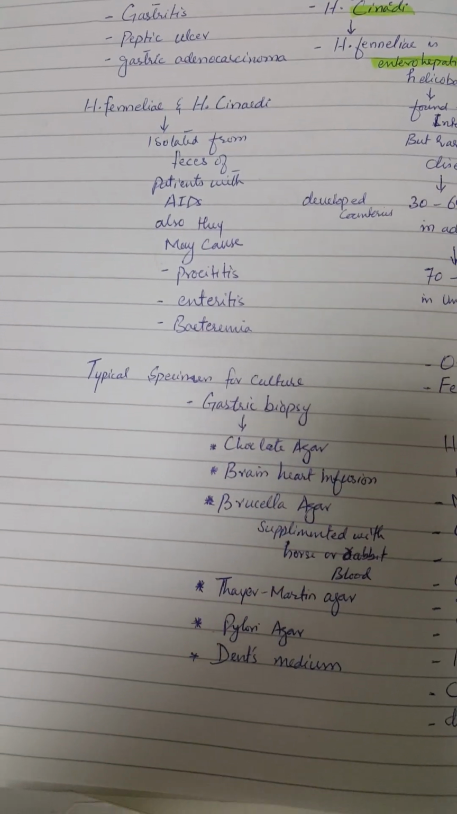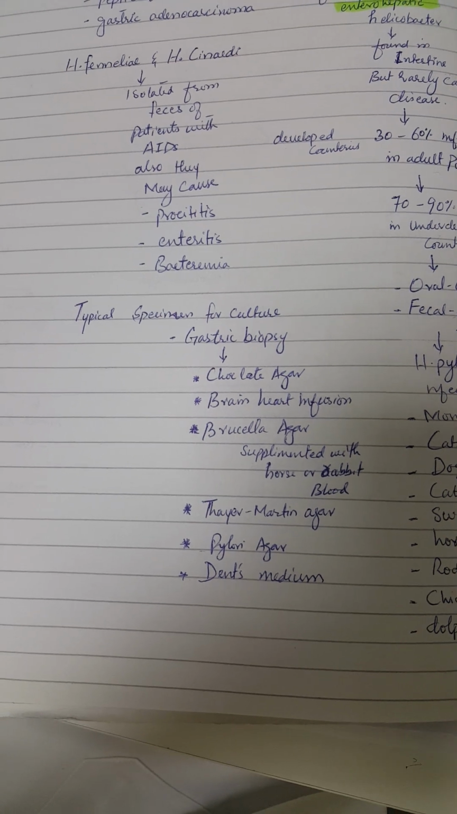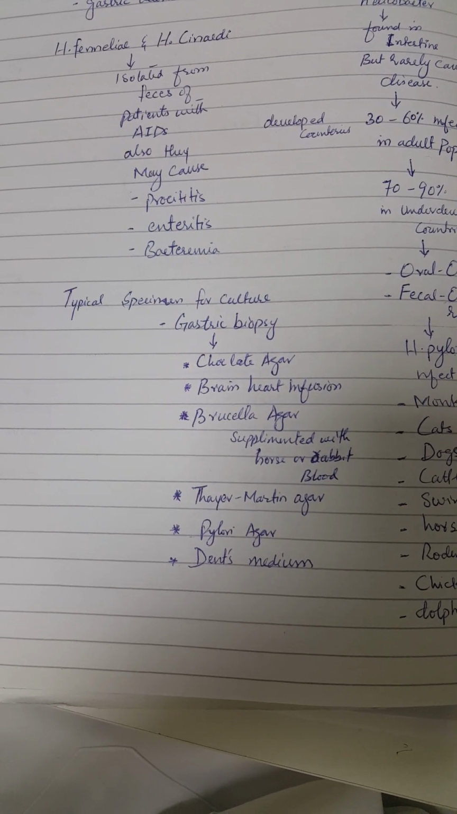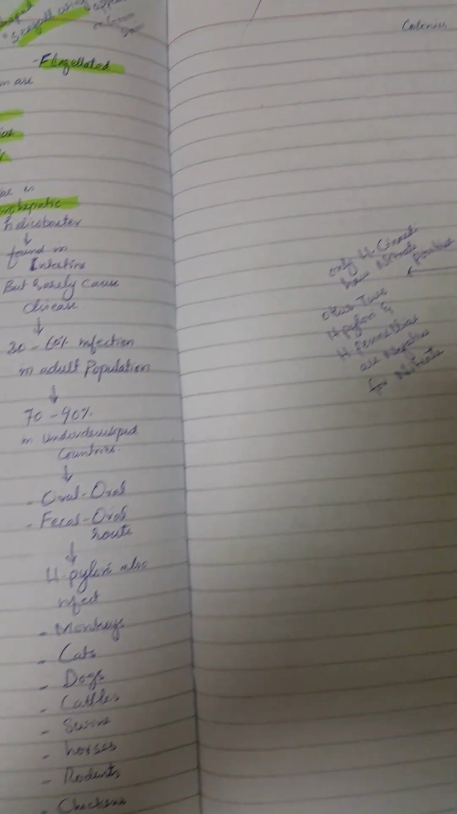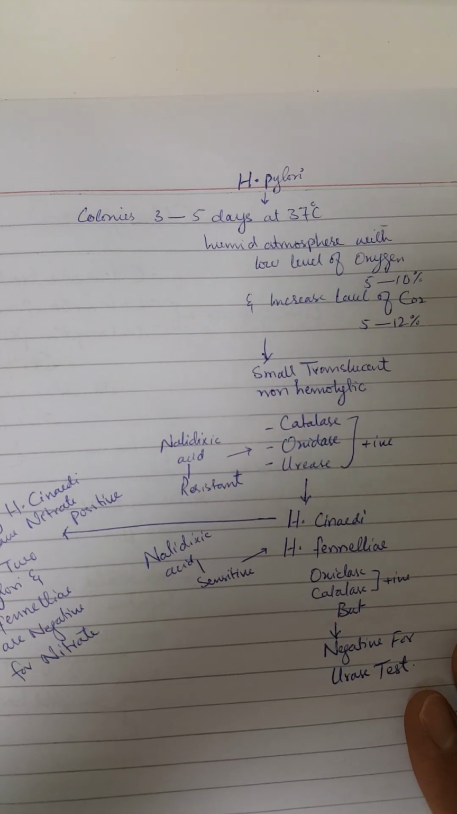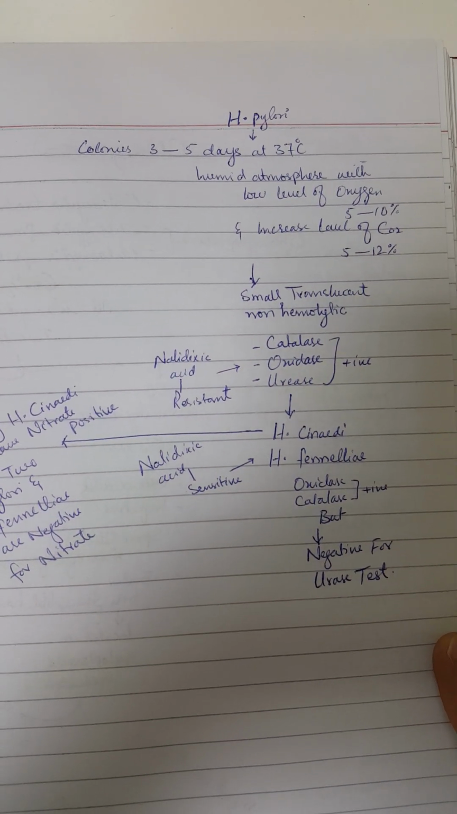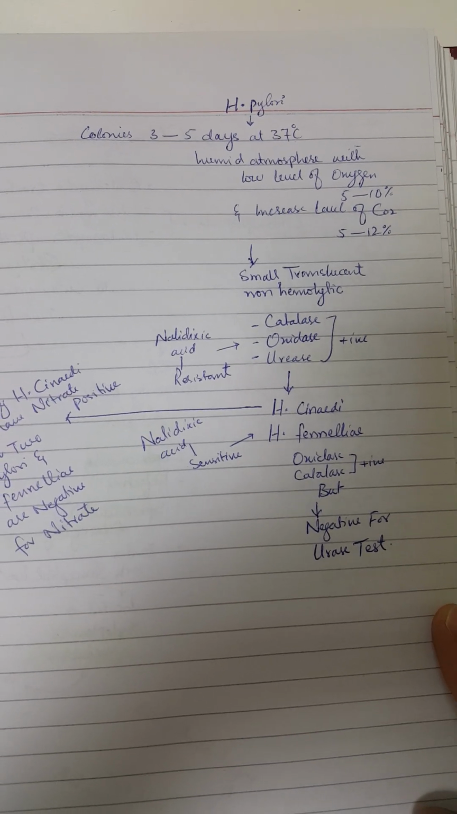The typical specimen for culture is gastric biopsy: chocolate agar, plain heart infusion, Brucella agar supplemented with horse or rabbit blood, Thayer-Martin agar, and pylori agar. Dent medium is also used to isolate the organism. The H. pylori colony takes 3 to 5 days at 37 degrees centigrade in a humid atmosphere with a low level of oxygen, 5 to 10%, and an increased level of carbon dioxide, 5 to 12%, is required for the organism.